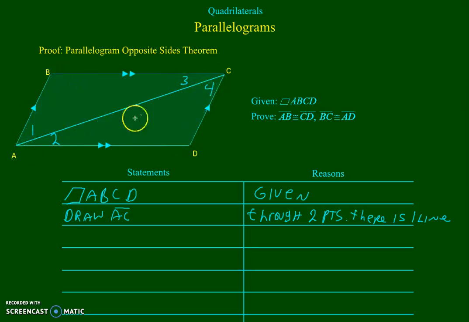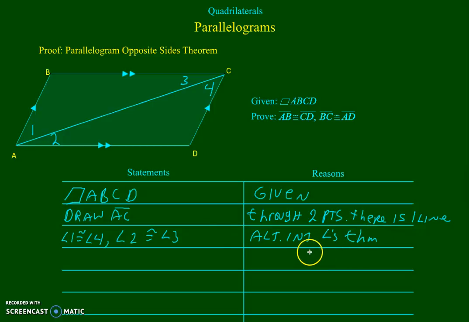Since we have two lines cut by a transversal, we know that angle 1 is congruent to angle 4 by the alternate interior angles theorem, and since AD is parallel to BC, and that's cut by transversal AC, angle 3 and angle 2 are congruent. So we can say angle 1 is congruent to angle 4, and angle 2 is congruent to angle 3, and that's the alternate interior angles theorem.